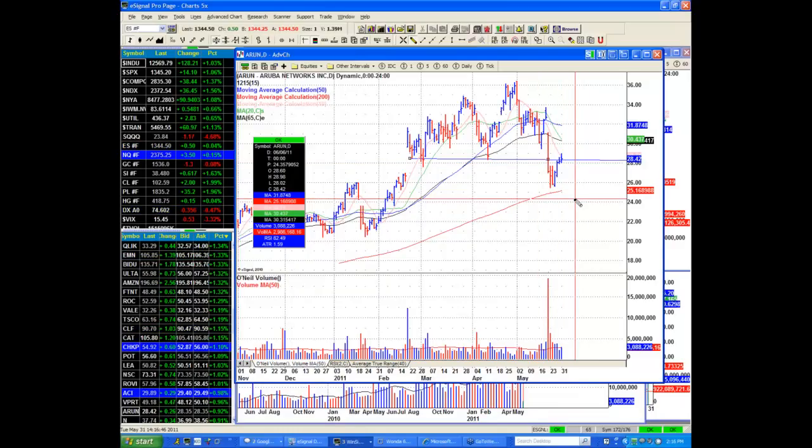Maybe it rolls over. I think that's going to depend on the general market. And the other thing to keep in mind here is, yeah, this may be resistance here, but it is not a thick area of resistance.